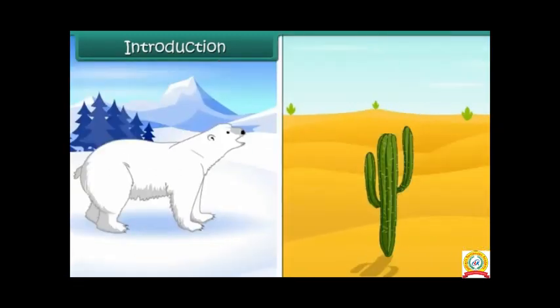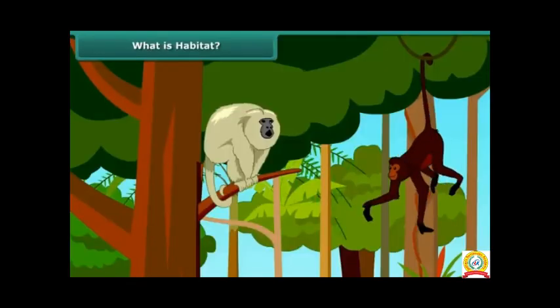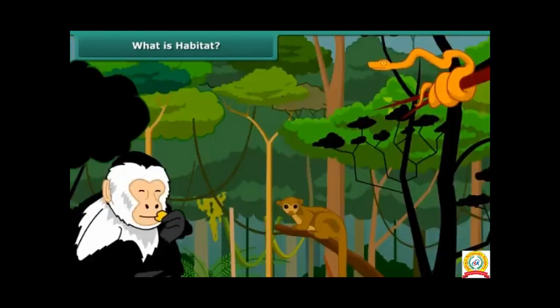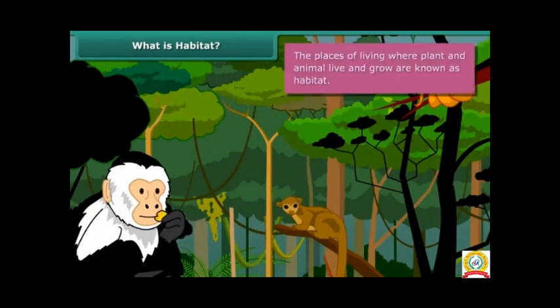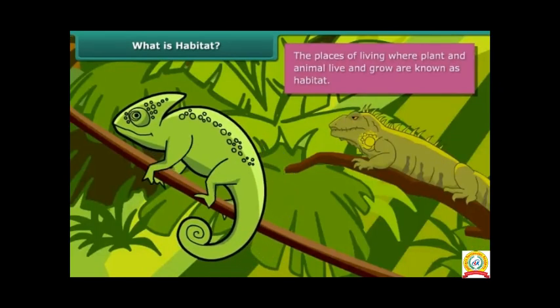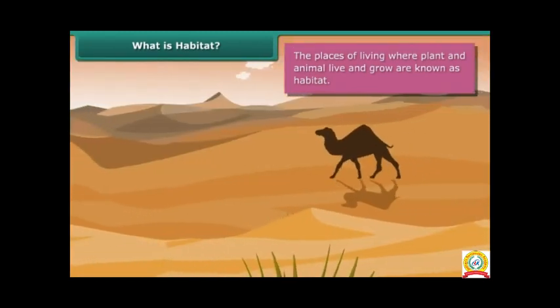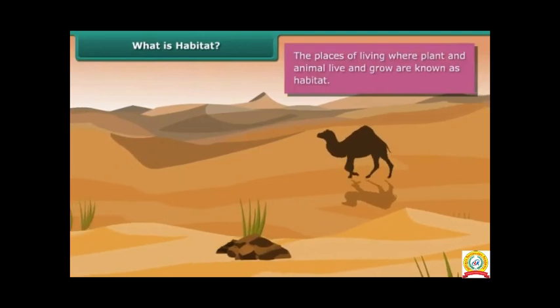These adaptations allow animals and plants to survive and grow in a particular habitat. In this lesson, we are going to learn how different plants and animals adapt according to their habitats. We all know that every organism requires some place where its basic necessities like food, water, and shelter are met. This place of living where plants and animals live and grow is known as habitat. All living organisms should adapt themselves to their habitat to thrive and survive in the surroundings.